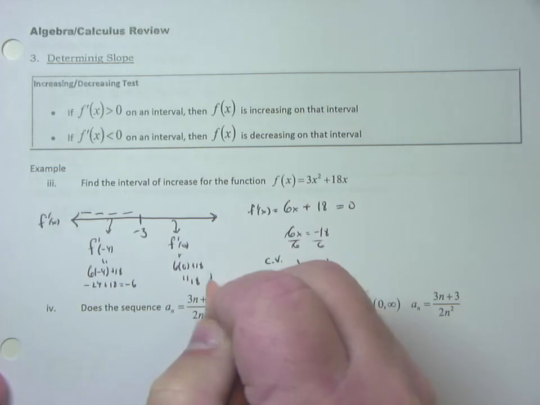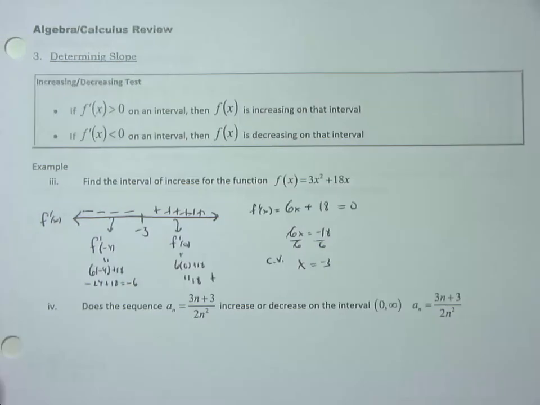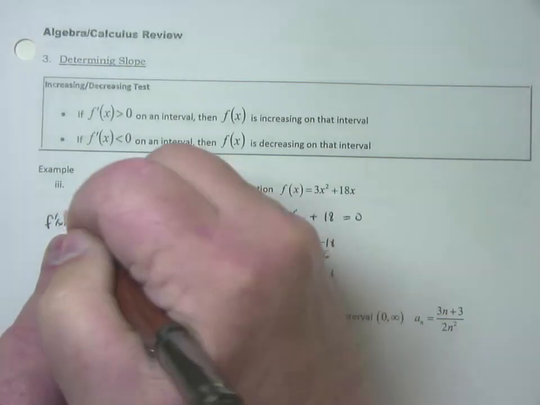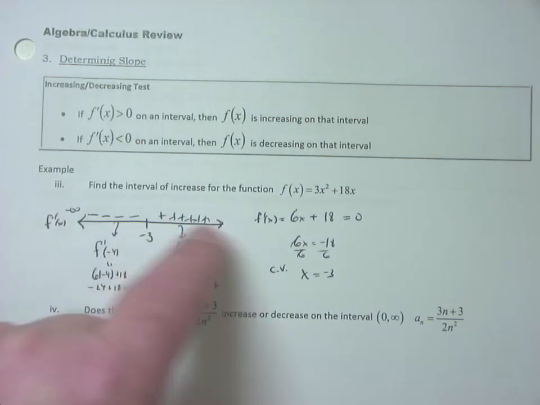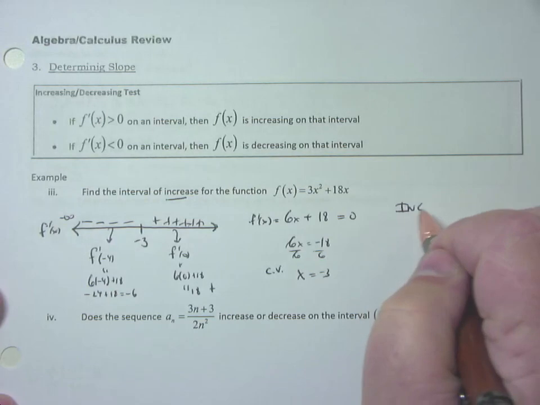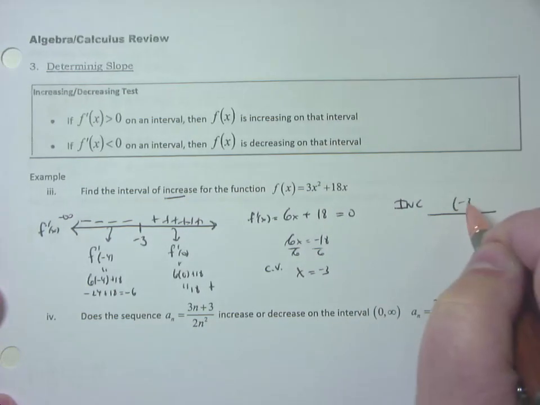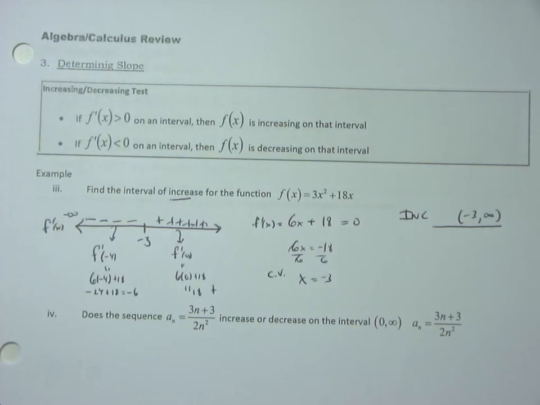I don't care what the number is, it's positive, so everybody in that interval is positive. So to answer the question, from negative infinity to negative 3, it is decreasing, and from negative 3 to infinity, it is increasing. They did ask for increasing, so the interval of increasing is from negative 3 to infinity. A little calculus 1 action here, just to help you out.